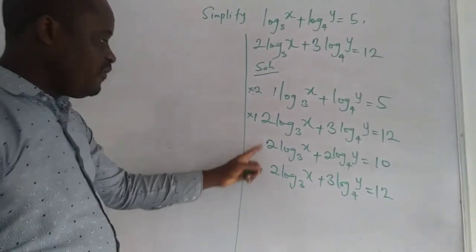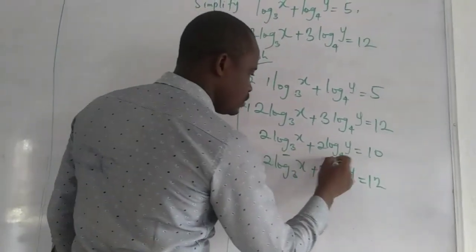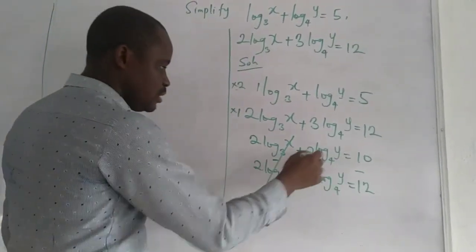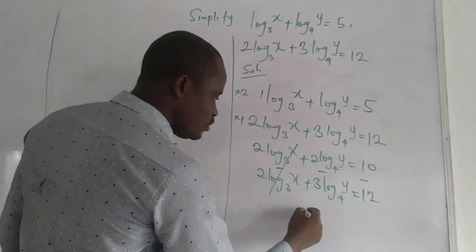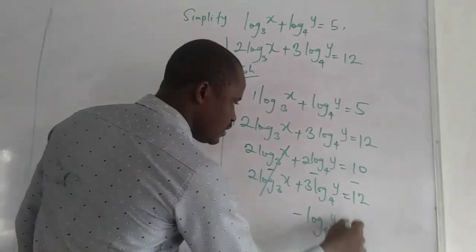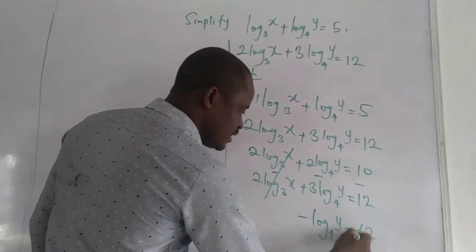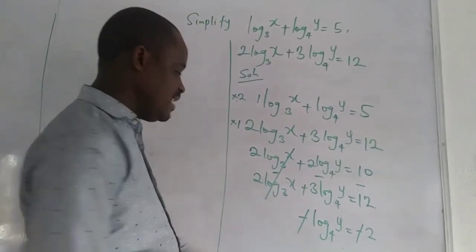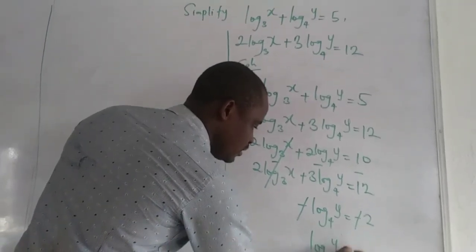Now, if you observe, you can relate these using minus. If you put minus all through, this goes. So this is more or less like 2 minus 3, which gives you minus log y to base 4 equals 10 minus 12, which is minus 2. I can as well cancel the minus, and I'm left with log y to base 4 equals 2.